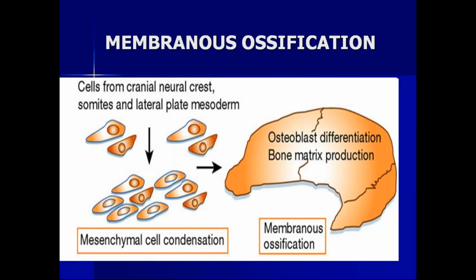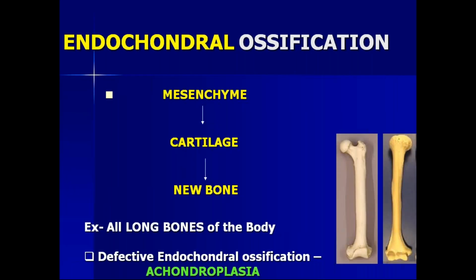Membranous ossification: the cells come from the cranial neural crest, somites and lateral plate mesoderm. You can simply remember mesenchymal cells, and osteoblasts directly form on that. So osteoblastic differentiation and bone formation over mesenchyme, that is membranous ossification.